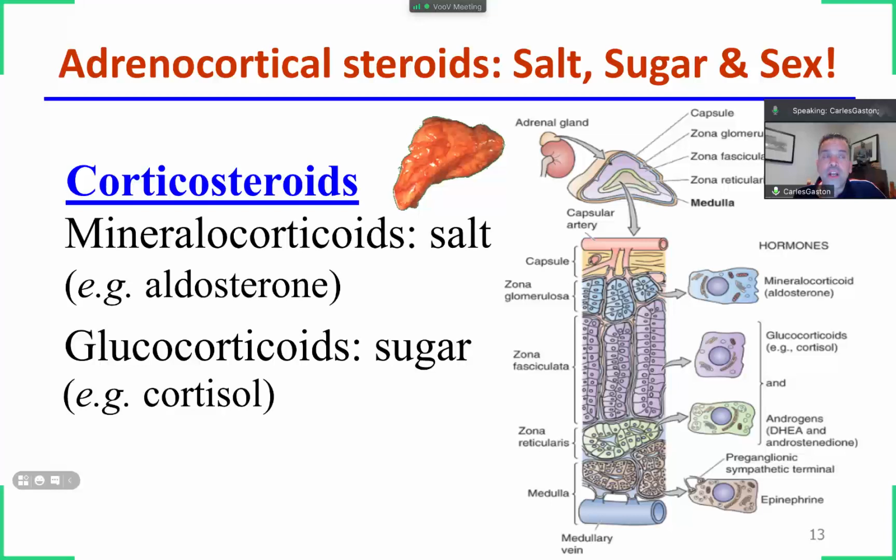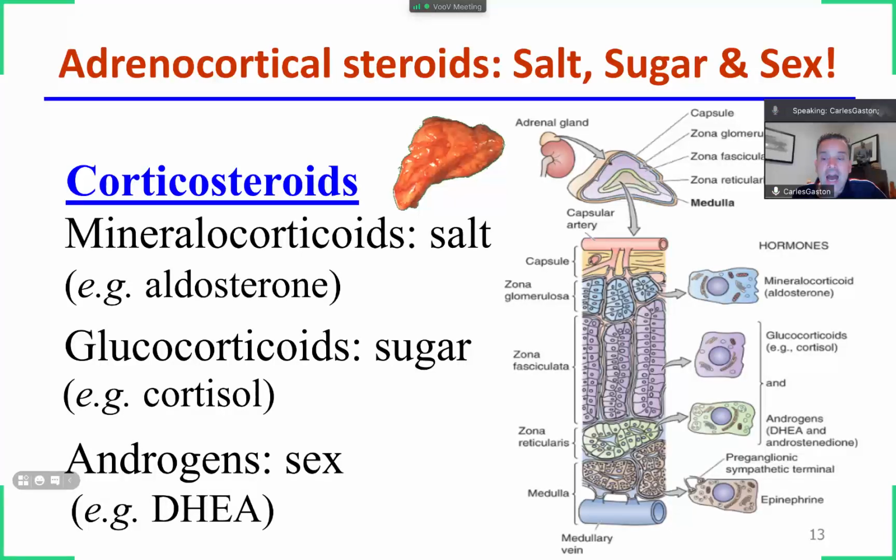Glucocorticoids will produce sugar and have a diabetic function in the production of sugar from the tissues. And androgens are important for sex and development of the sexual organs. So very, very, very important, and sexual features.